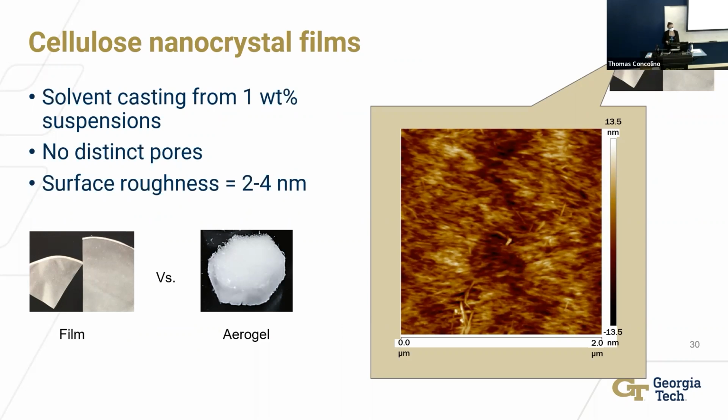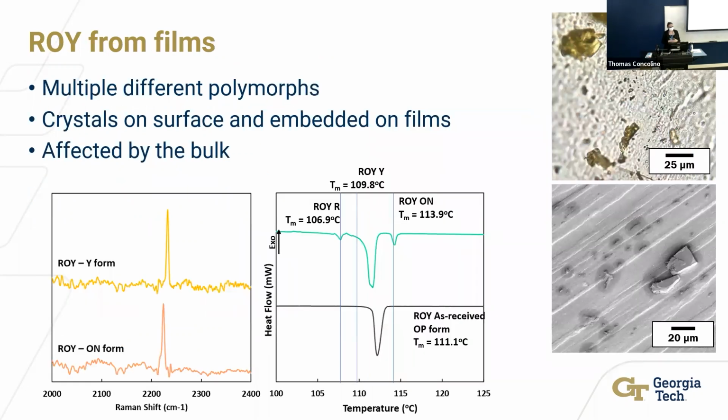These do not have any distinct pores, and when measured by AFM, we had a surface roughness of about 2 to 4 nanometers. When we do ROY from the films, what we see is the nucleation and formation of multiple different polymorphs. Crystals are on the surface, so we can see those in our SEM images, for example, right here, but they're also embedded within the films. With some of our transmission microscopy, we could see that as well. So we're getting some penetration of the drug and crystallization into the films, and then some on the surface.